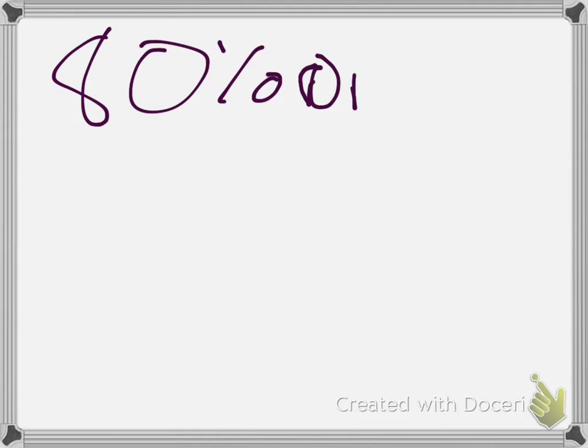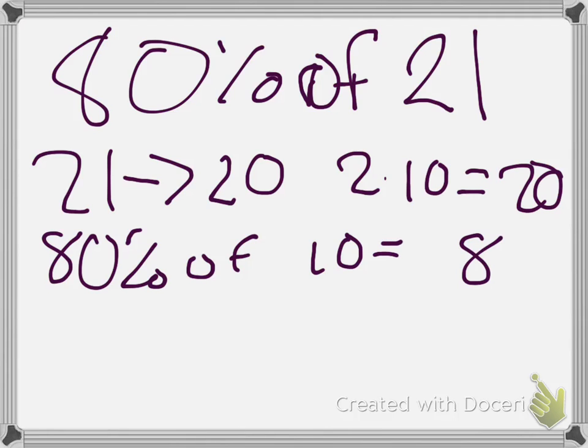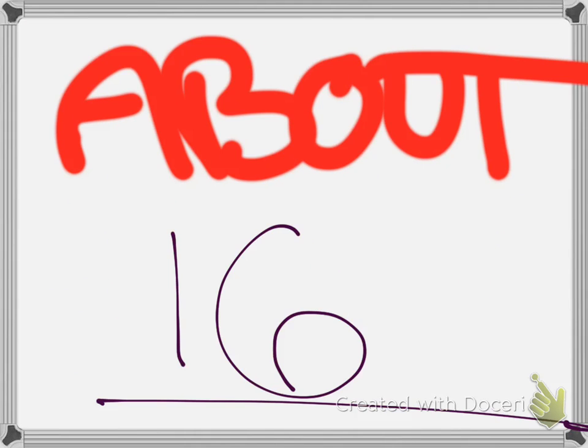The next problem is 80% of 21. You're going to round 21 to 20. 2 times 10 equals 20. 80% of 10 equals 8. 8 times 2 equals 16. So the answer is going to be about 16.